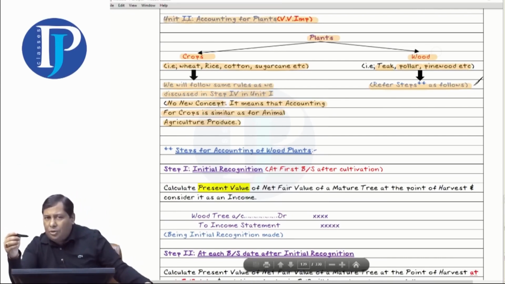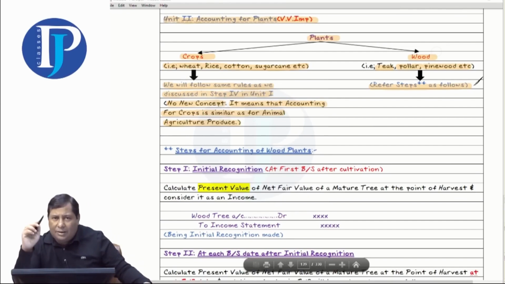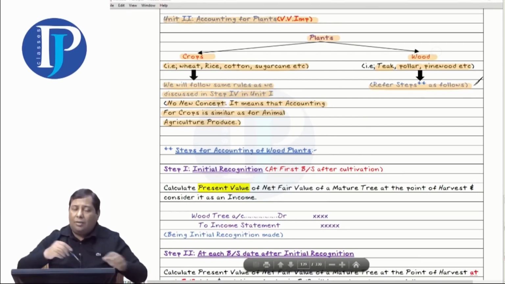Calculate the value of a matured tree which you'll get in 20 or 15 years. Based on its present value today, pass the entry: wood tree account debit to P&L. Next year, what will happen on the balance sheet date?